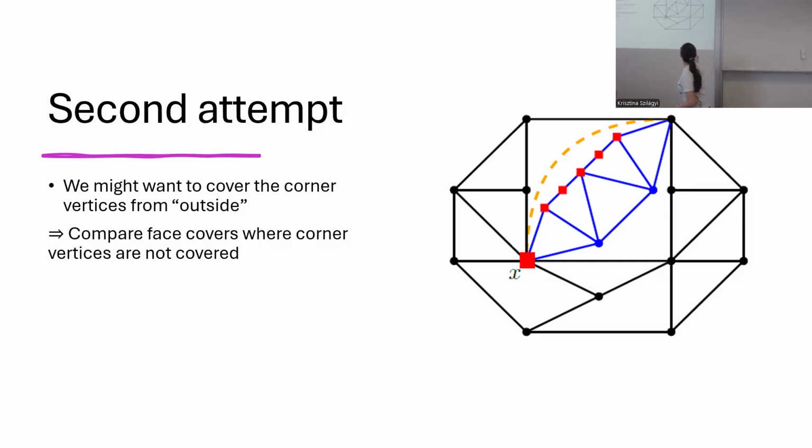Like the blue graph is only aware of its own faces and these two of its external faces. And it's not aware of a face like this. So we also need to take into account this case. And the way that we do it is that we compare the face cover of the original graph and the newly constructed graph also, and they also need to be the same in case where the corner vertices are not covered.